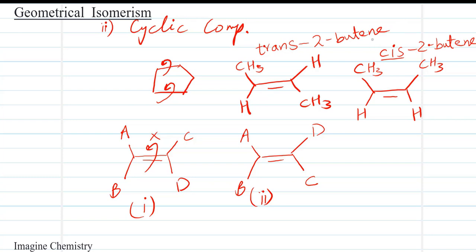To conclude, isomerism which arises due to the restricted rotation of bonds, so that these groups cannot change their places and will stay where they are, is called geometrical isomerism.